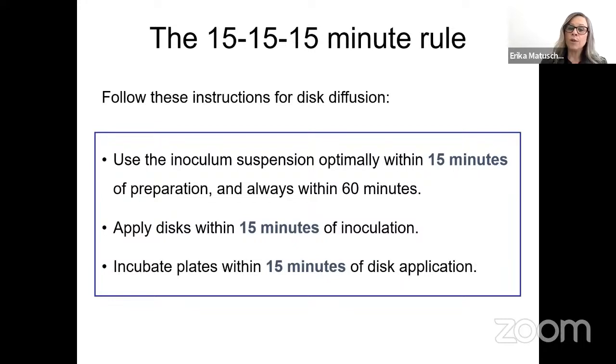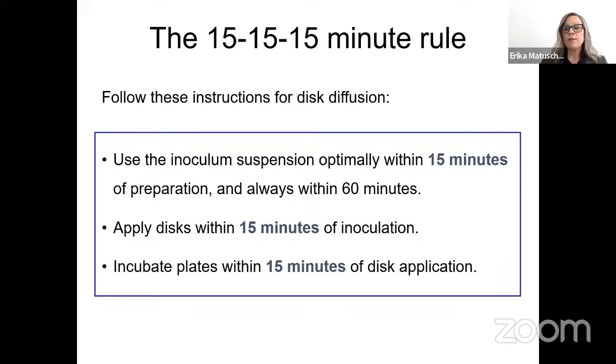But after making the inoculum suspension, use it within 15 minutes, meaning you're inoculating your plates. Then after an additional 15 minutes, you should apply the discs, at most 15 minutes in between, and then incubate the plate within 15 minutes of disc application. There's no problem doing this faster than the 15 minutes. That's the maximum number between the different steps.